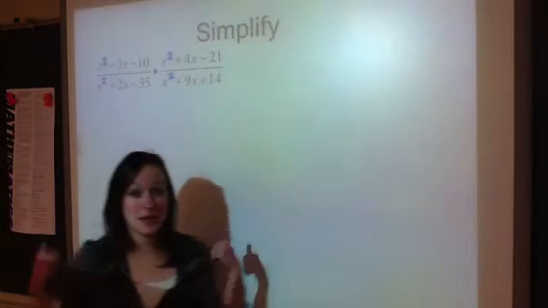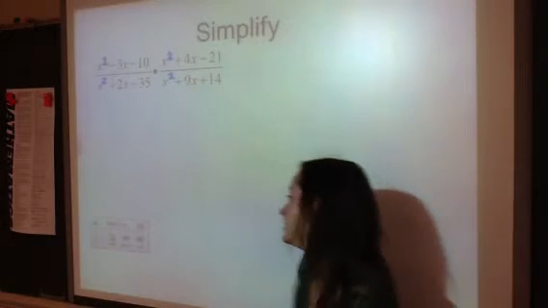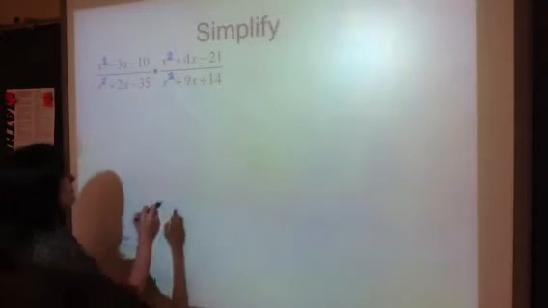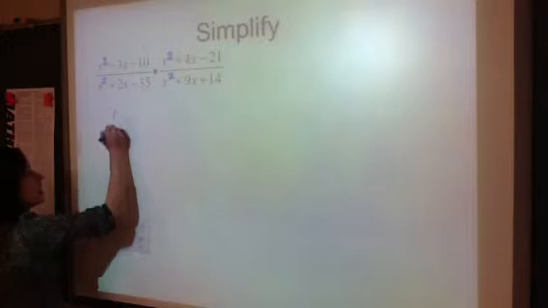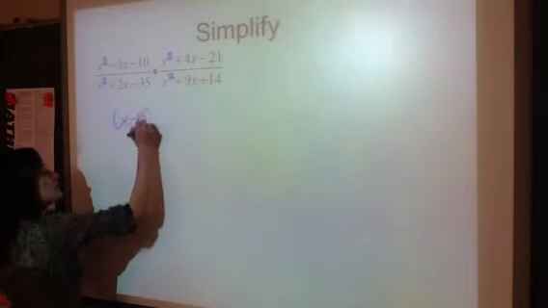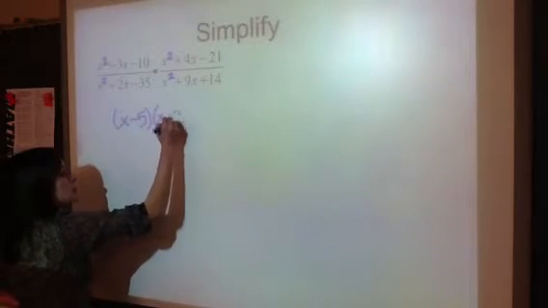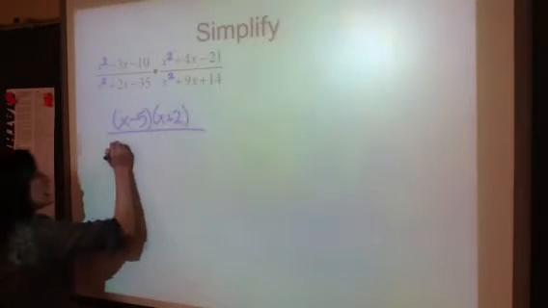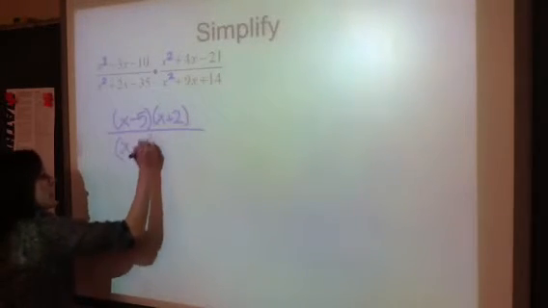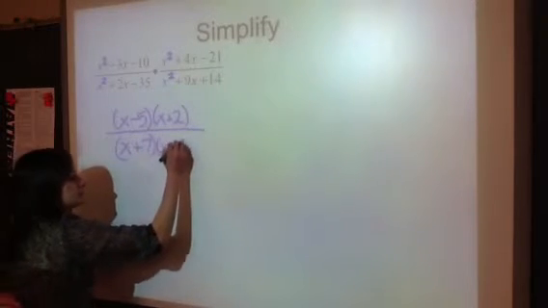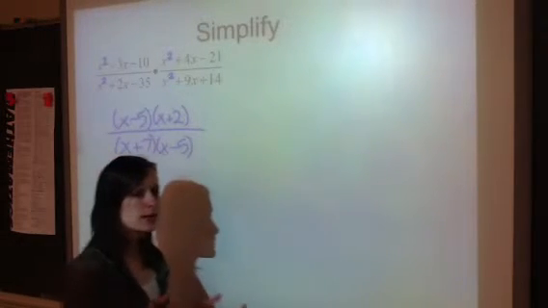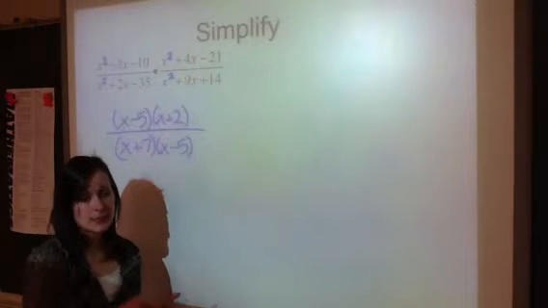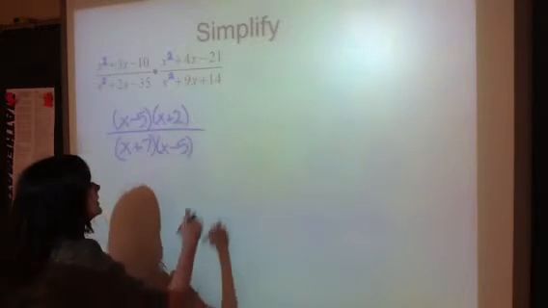See if you can do this bad boy on your own. A lot of area models here. On the top, I'm going to get x minus 5 and x plus 2. On the bottom, I'm going to get x plus 7 and x minus 5. I got both of those by doing an area model. If you're struggling with factoring, please come in and see me. It's key to this unit.